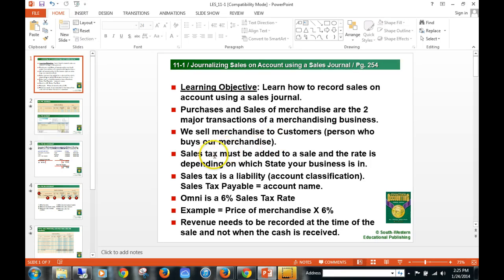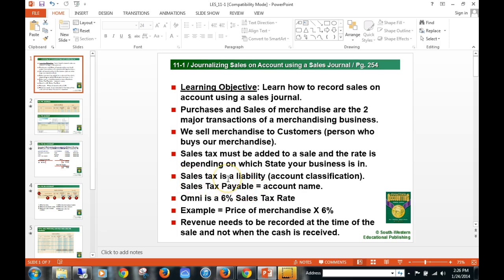Something else is that sales tax must be added to all sales, and the rate depends on which state you live in. I believe in Michigan we're at a 6.5% or 7% sales tax rate. So in Michigan, whenever you go to Best Buy, you buy a CD, or you buy a new phone, or you buy anything that's not a food, food is not taxable in Michigan. Everything else is taxable. So that's why even though it says $29.95, you might pay $34.50, because the sales tax has to be included. So we're in charge of that sales tax as a business, as a merchandising business.